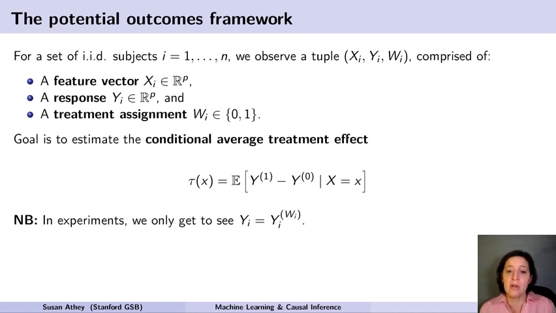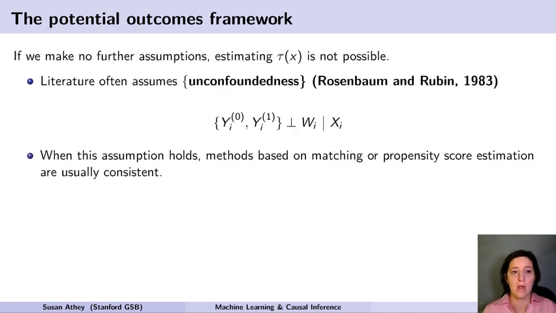And a reminder that even in a randomized experiment, we only get to see the outcome for an individual in one of the two treatment scenarios. If we don't make any additional assumptions, it's not possible to estimate treatment effects, or treatment effects conditional on X, either one. Without any additional assumptions, we can't estimate that because we don't see any individuals in both the treated state and the control state at the same time. So we have to have some way to use data from some individuals that are treated and different individuals that are controls to estimate these treatment effects.